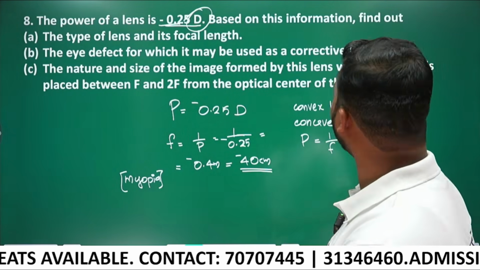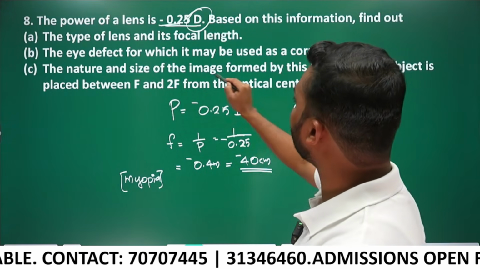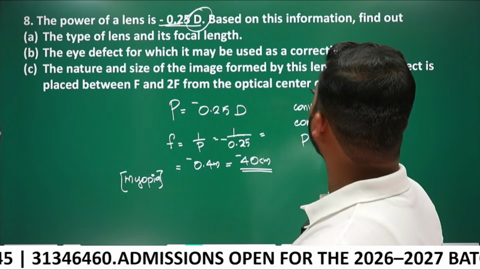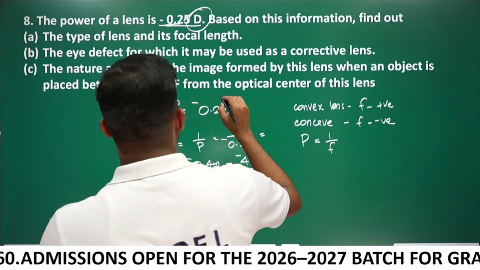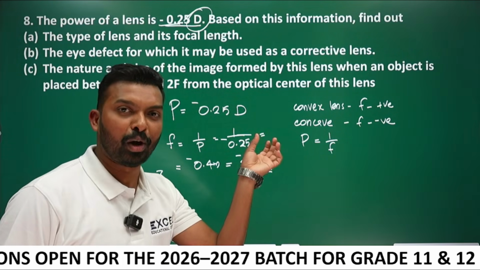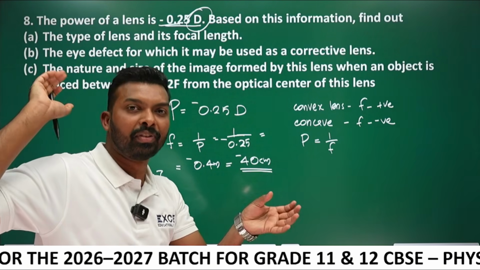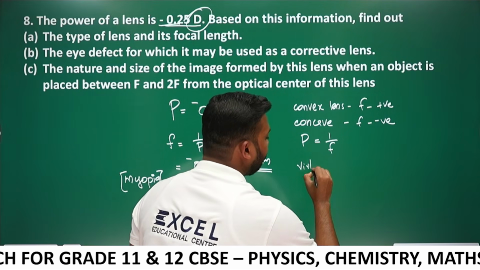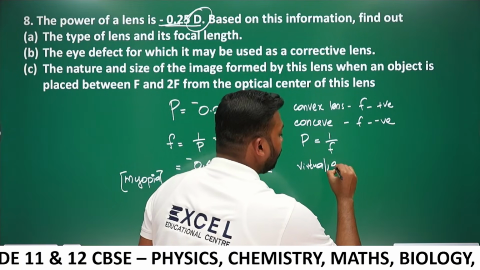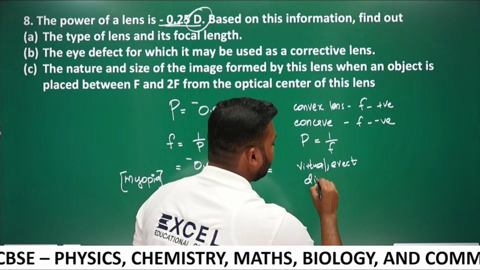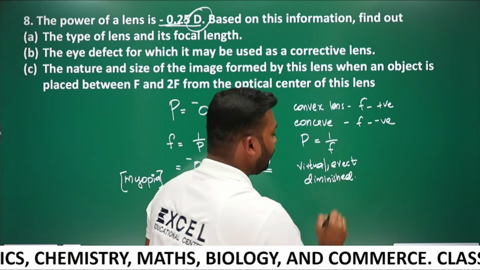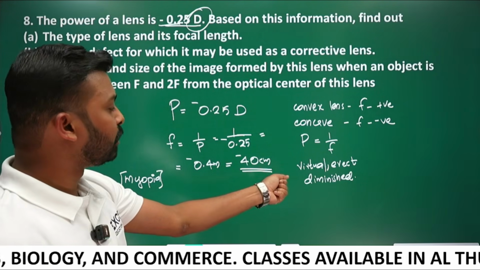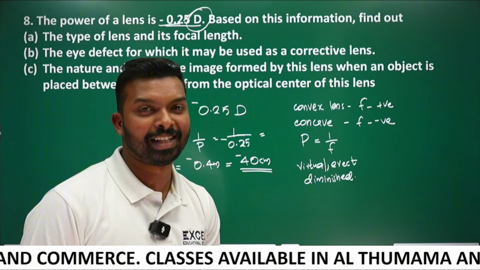Ready? Now we have one more question here. The nature and the size of the image formed by this lens when an object is placed between f and 2f from the optical center of this lens. So it is basically f and 2f. Wherever we keep the object, rather than at infinity, we'll be getting an image which is virtual, always virtual only. Virtual, erect, and also diminished. Virtual, erect, and diminished image. So the image obtained from the concave lens will be virtual, erect, and diminished. Clear, my dear students?